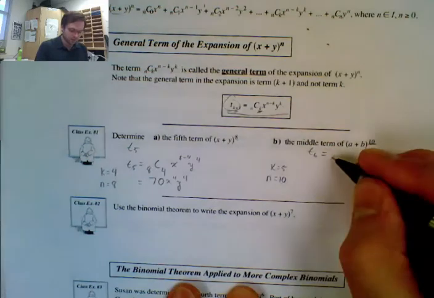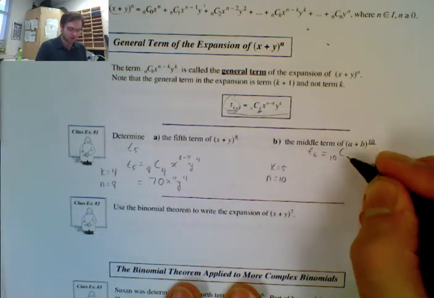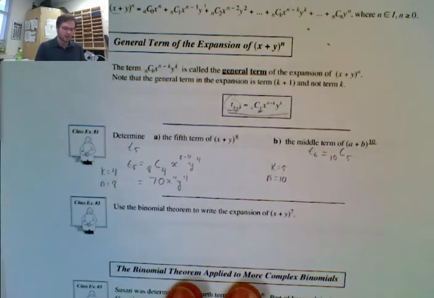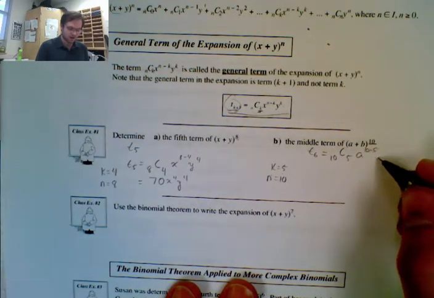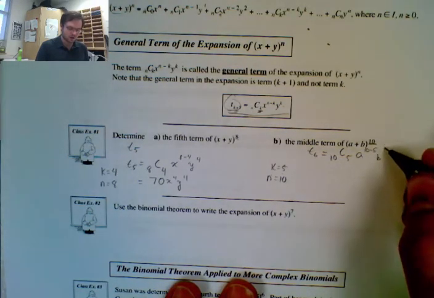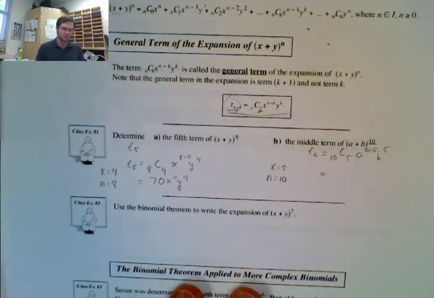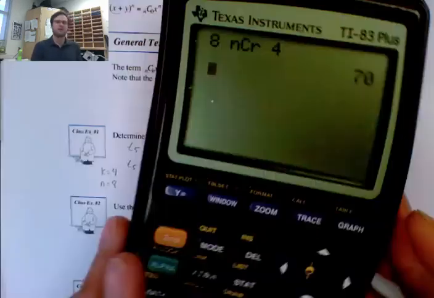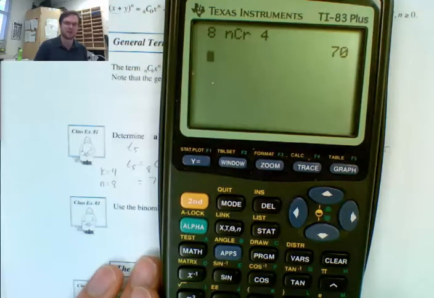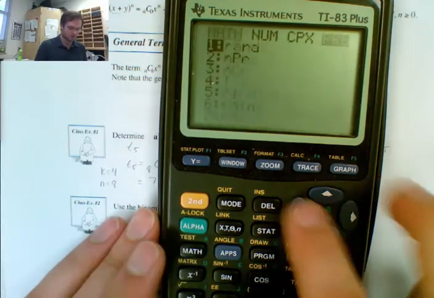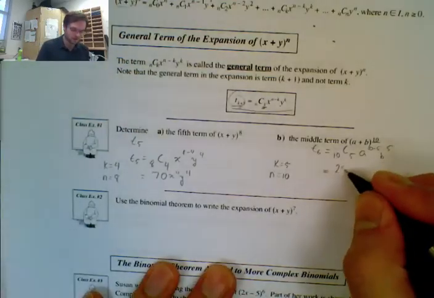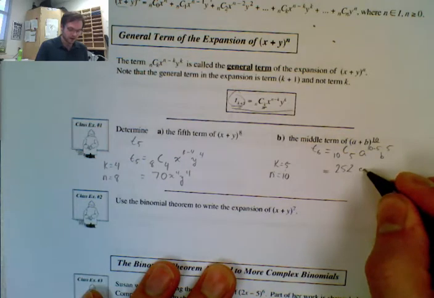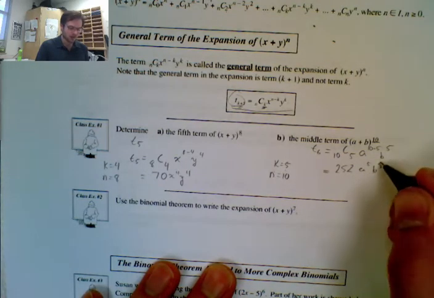So we have 10 combination 5, and we're going to get a to the 10 subtract 5, and then b to the 5, which gives me a total of, we can put in 10, math, go over, 5, and then we have 252. So that gives me 252 a to the 5, b to the 5. Okay?